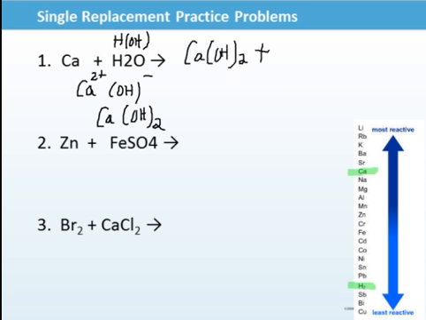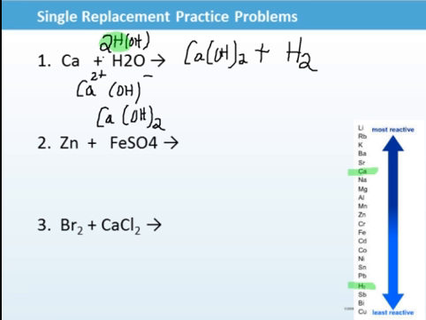Hydrogen is going to come off by itself, so that's +H. But don't forget, hydrogen is diatomic, so it's H2. Balance this real quick, and there we go. Just put a 2 in front of water, and it's balanced.